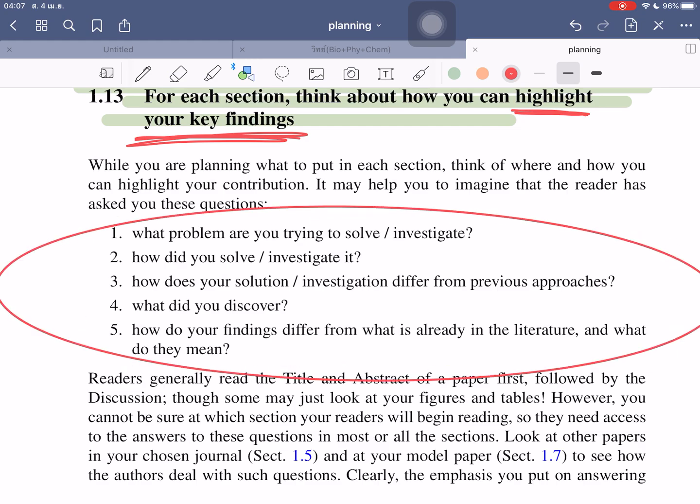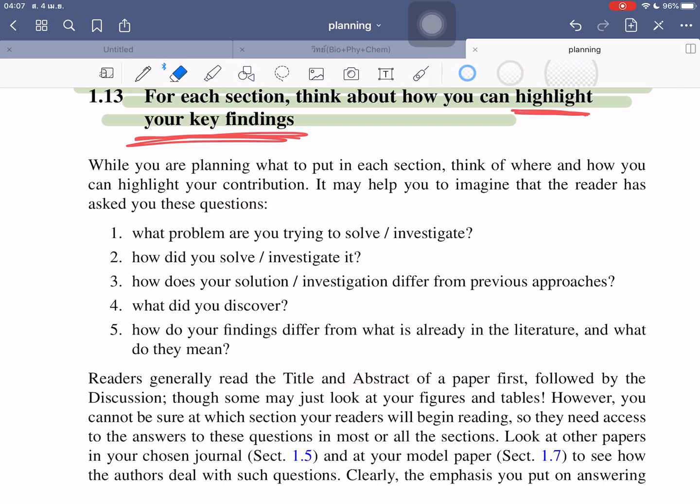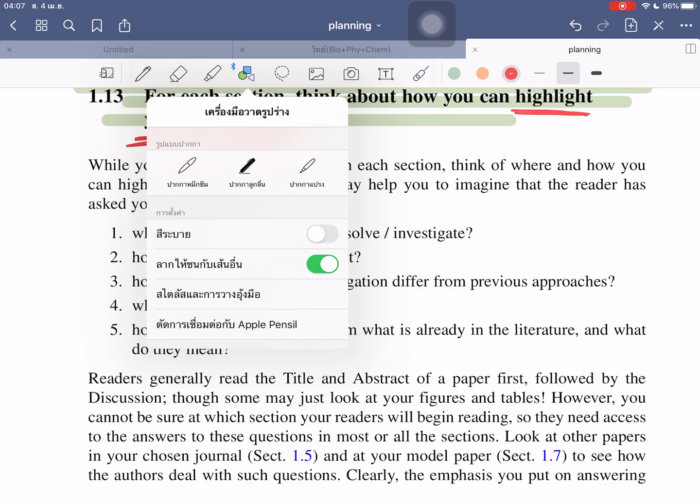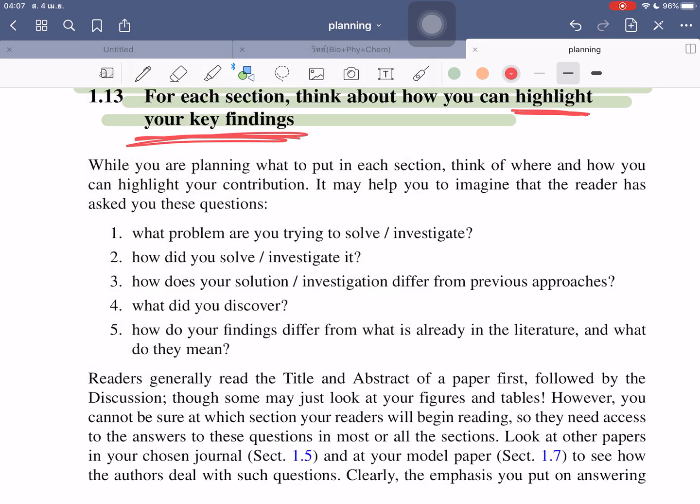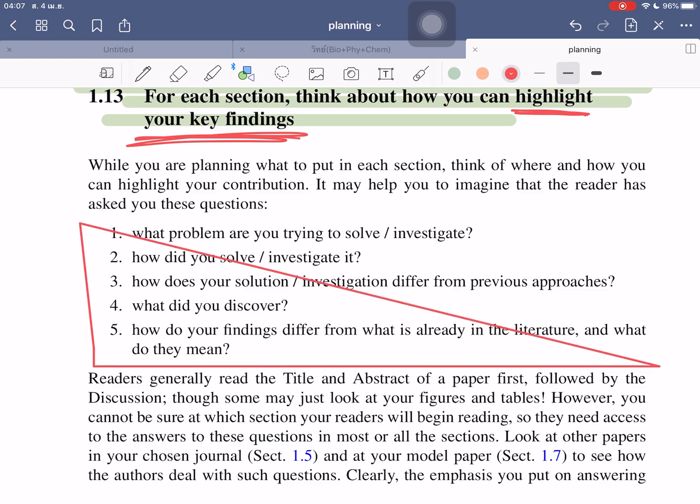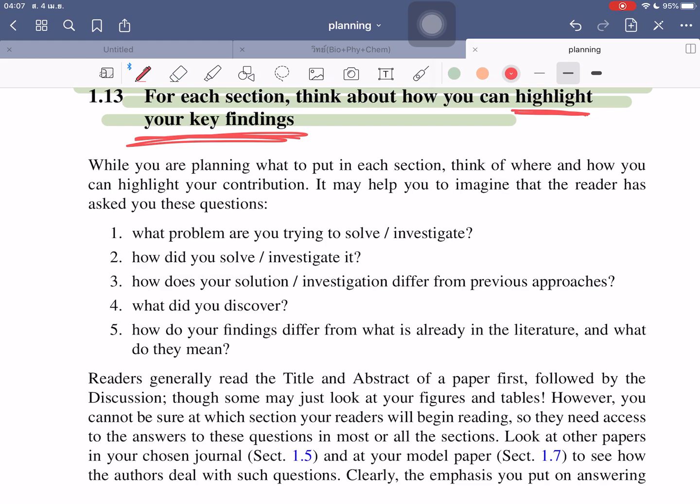Oh, sorry. All right, I need the square. No, what's wrong with it? All right, I'm sorry. No problem.